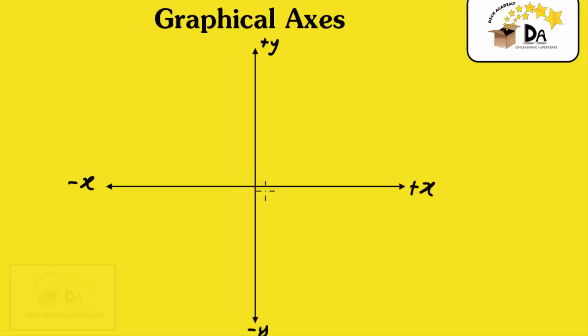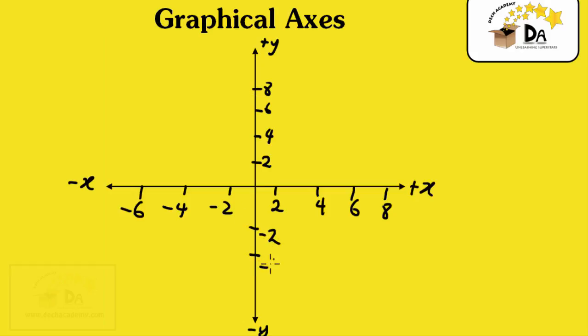The axes are calibrated, and you can have numbers on the graph. So you can have something like this: 2, 4, 6, 8, minus 2, minus 4, minus 6. Notice that negative numbers lie on the negative x-axis and positive numbers lie on the positive x-axis. And then moving on to the positive y-axis, we can have something like 2, 4, 6, 8. As you can see, on the positive axis, there are positive values, positive numbers. On the negative y-axis, we have a negative number.